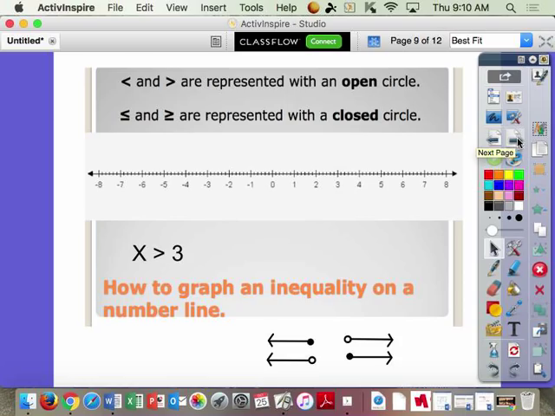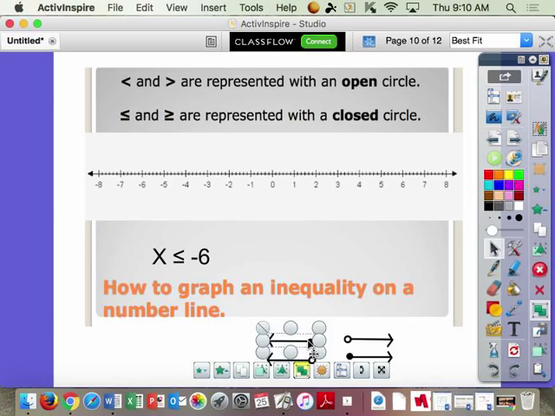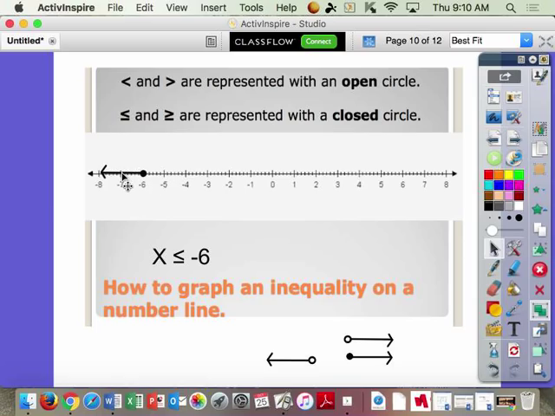x is greater than 3. Why don't you try this one? Put it on your paper and see what you think. Welcome back. You should have that arrow, open circle, and going to the right. What about this one? You should have this on negative 6, it should be closed, and it's going to the left.